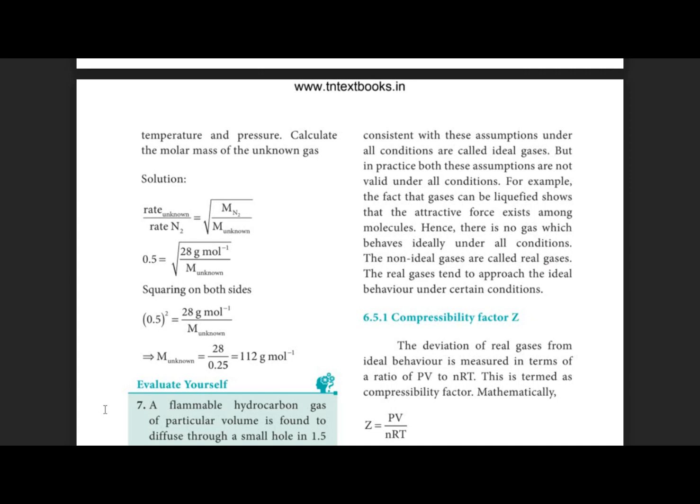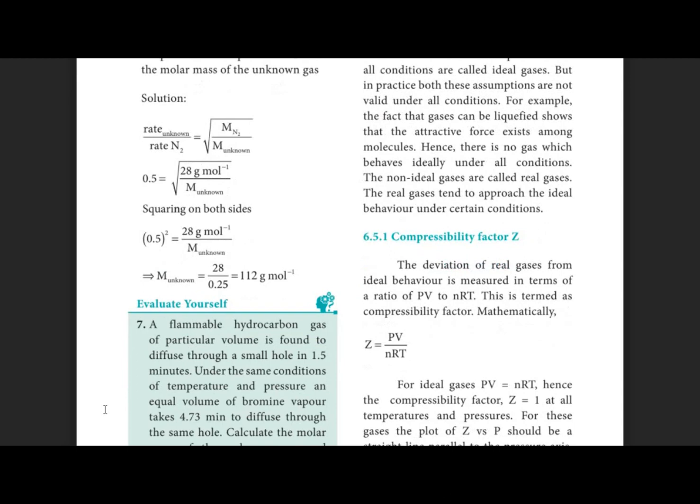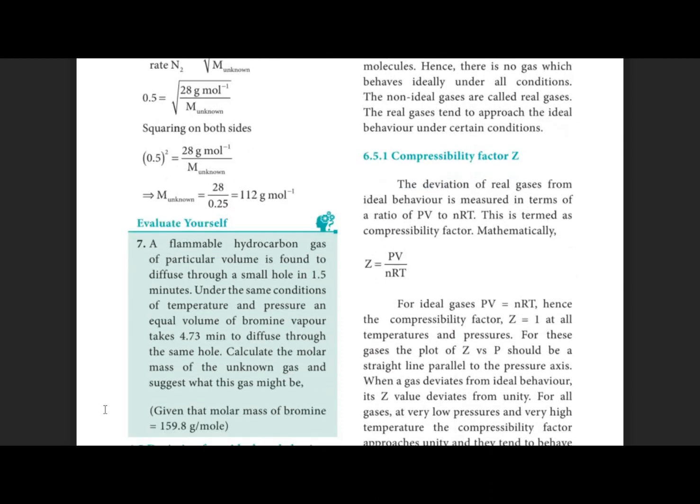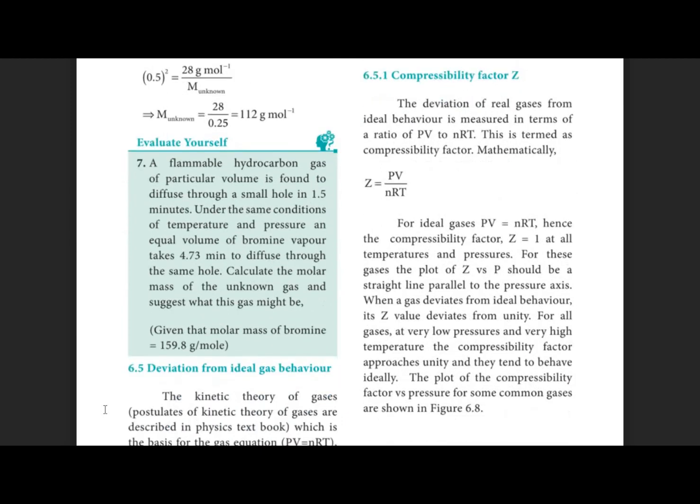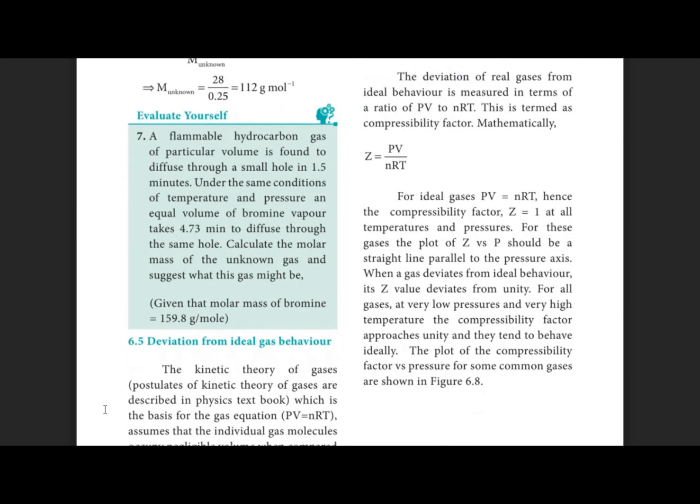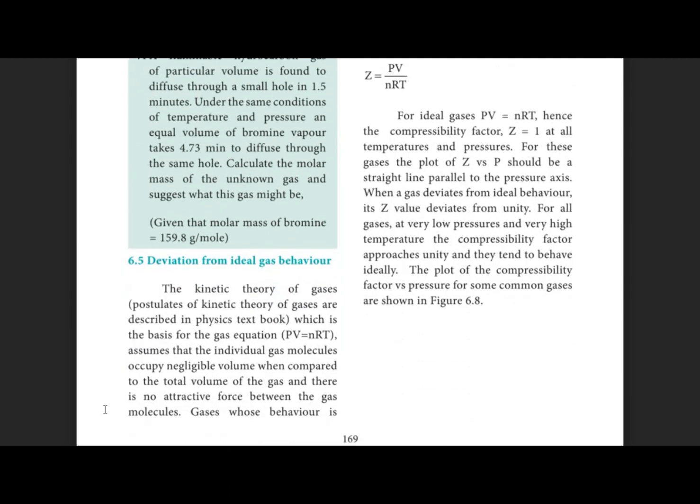That is 0.5 is equal to root of 28 gram per mole divided by M. If you square both sides, you will get 0.5 whole square is equal to 28 gram per mole by M unknown. Taking M unknown alone, M unknown is equal to 28 by 0.25, which is equal to 112 gram per mole. One more problem is given, and the molar mass of bromine is also given. You try the same thing in your chemistry notebook.